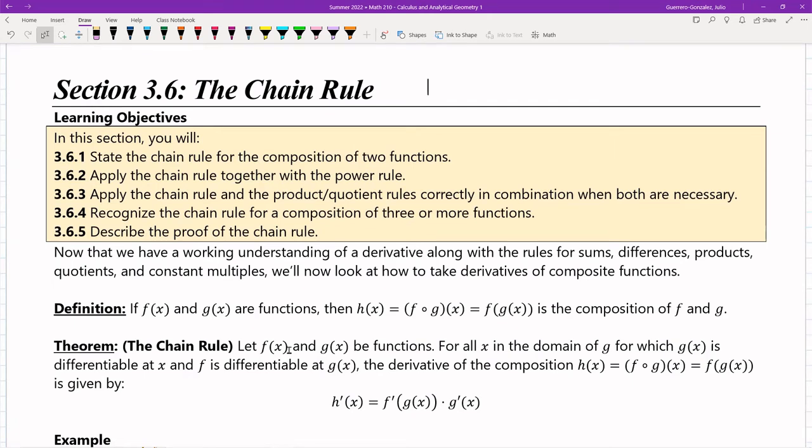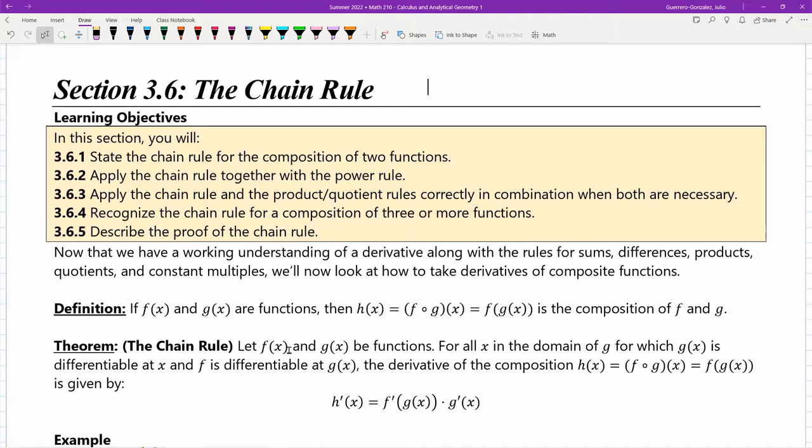Hello, everyone. This is the lecture for section 3.6, the chain rule. Okay, so just to recap, in sections 3.1 and 3.2, we learned how to define the derivative, how to construct it, and got a formula for it. 3.3 was the first set of shortcuts to find the derivative.